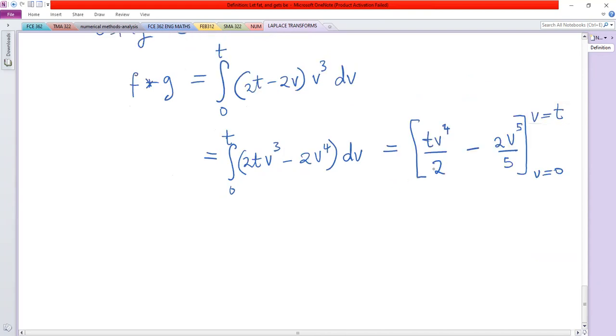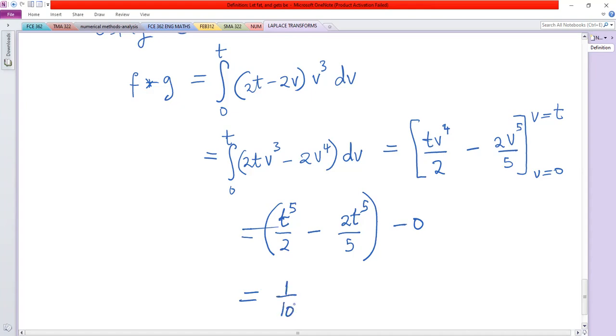So we replace v with t. The lower limit will be 0 because we have v in both terms. So t power 4 times t is t power 5: t power 5 over 2 minus 2 t power 5 over 5. This is the upper limit, and then minus 0 for the lower limit. When you work this out, you get 1 over 10 t power 5. Therefore, this is the answer for the convolution of 2t and t power 3. This will be the solution to that particular problem.